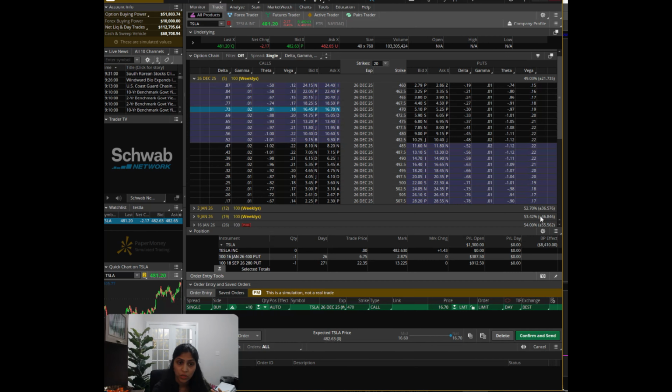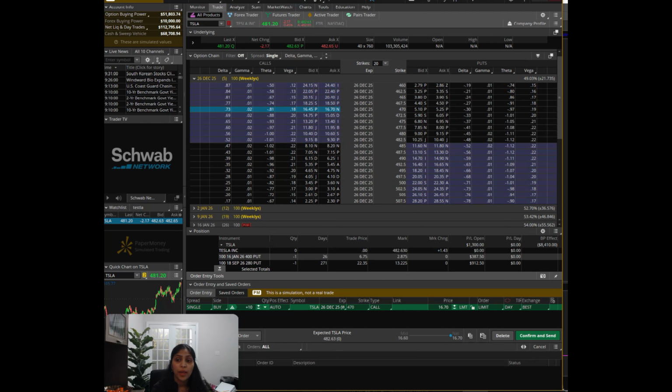So it's always suggested to go with at least above 70 delta, because we need a big move to make money if we take this kind of low delta contract. And then we'll quickly see other Greeks like gamma, theta and vega.